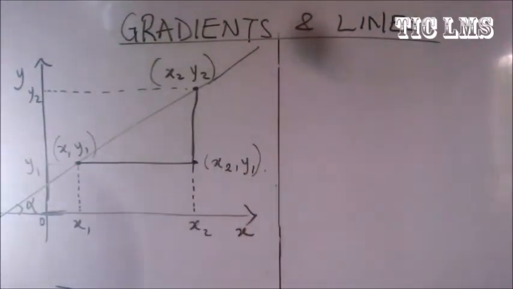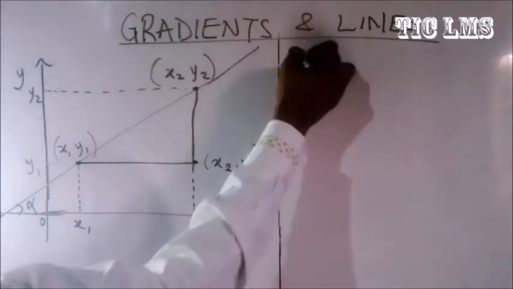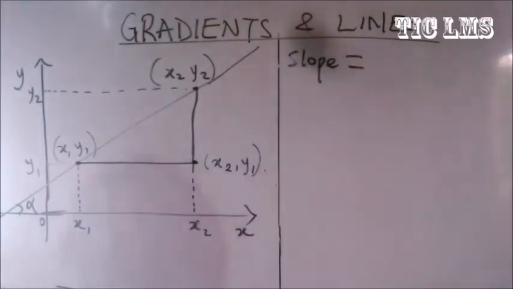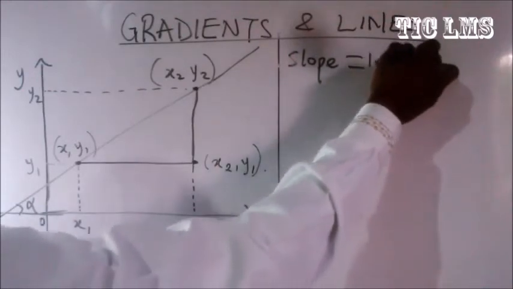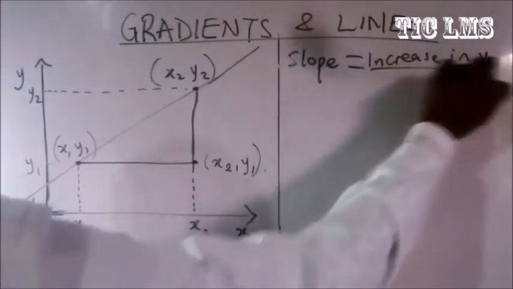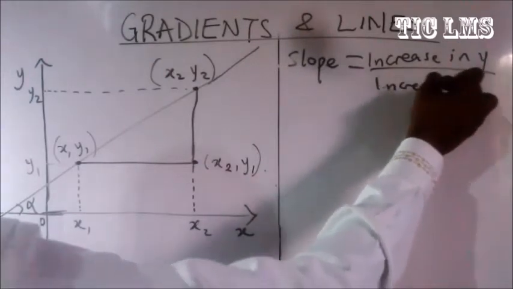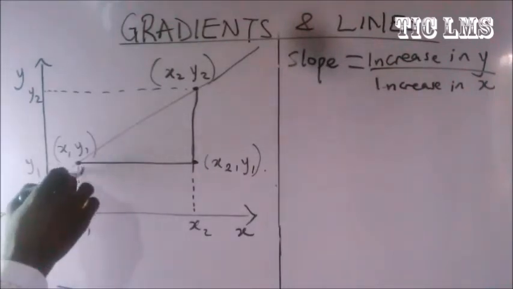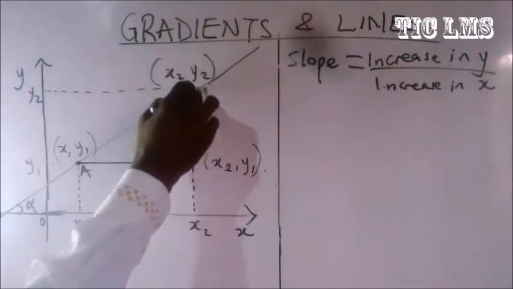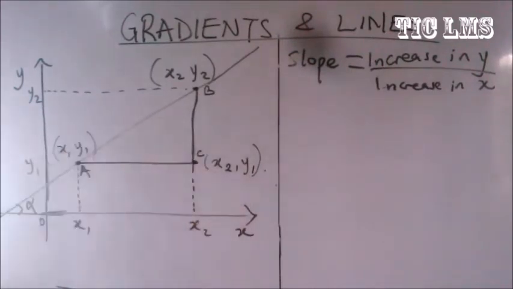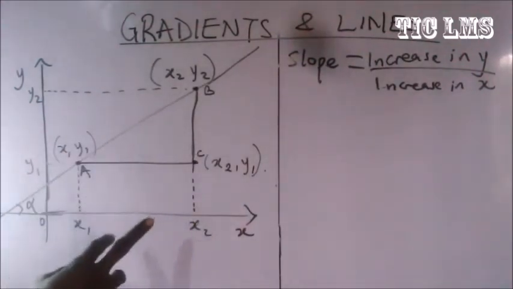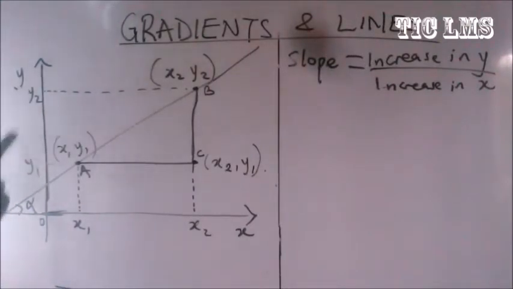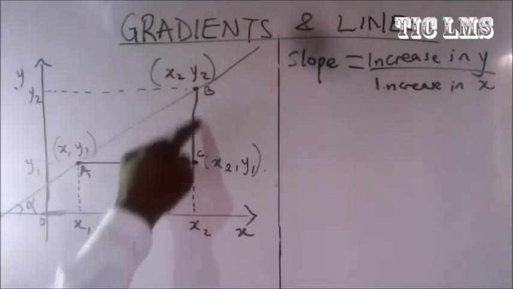Now not forgetting that when we are stating a point, our x comes first. So we want to determine this slope, and to determine the slope we would say that slope is equal to increase in y over increase in x. For this particular line, let us call this point A, and let's call this point B, and let's call this point C. So we will say increase in y, which is coming from here to this place, that is from C to B.